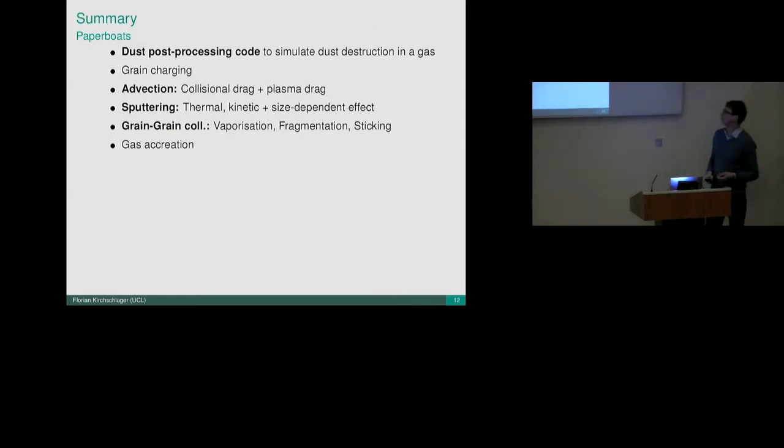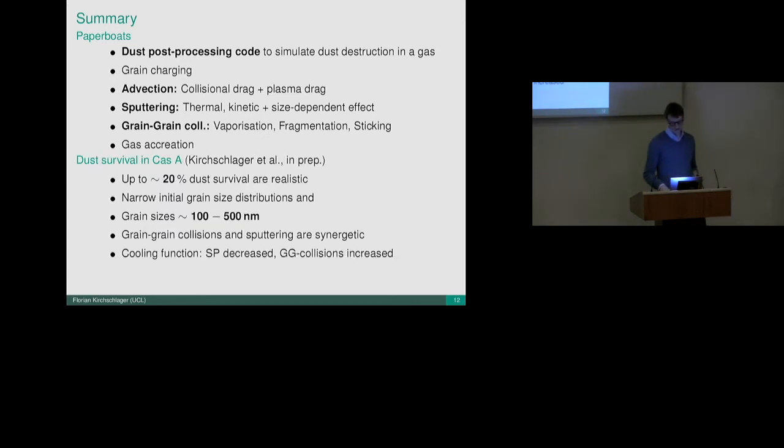Then I want to summarize my talk. We have developed the code Paperboats, which can calculate the dust processing in a gas stream. The most important effects are, of course, advection, sputtering, and grain-grain collisions. For the dust survival in Cas A, we can say that 10 to 20% dust survival is realistic. We need for this a narrow initial grain size distribution and grain sizes of 100 to 500 nanometers. Grain-grain collisions and sputtering are synergetic. And we have also treated some different setups with cooling functions, which show similar results.